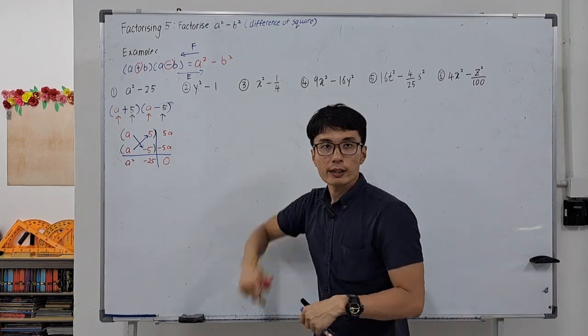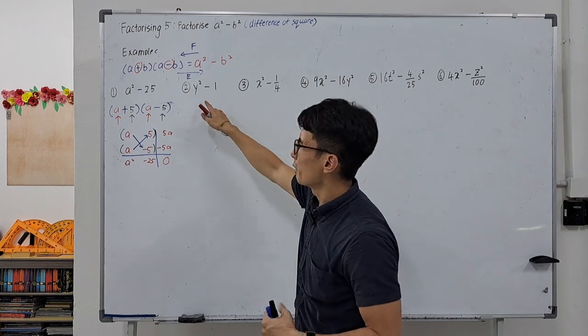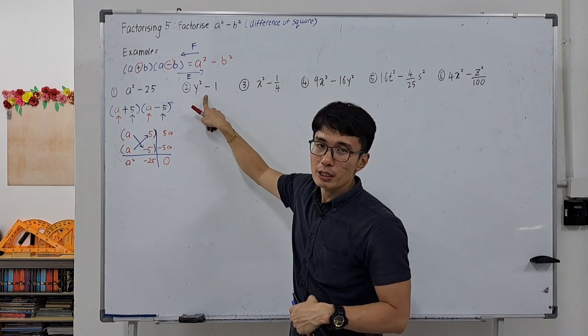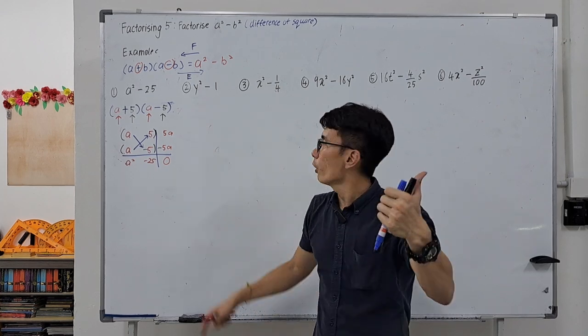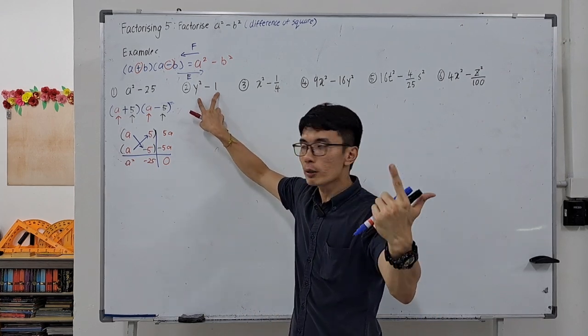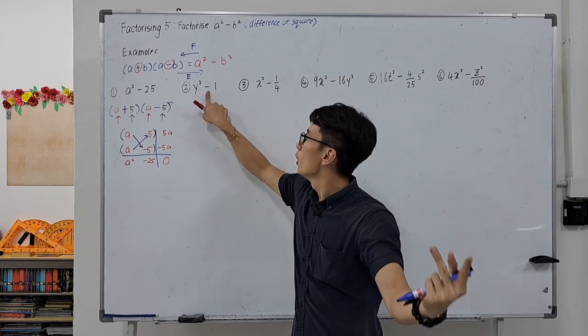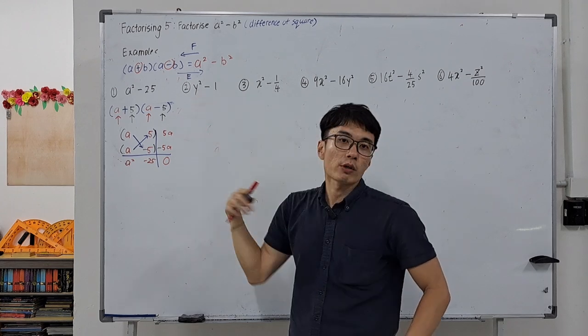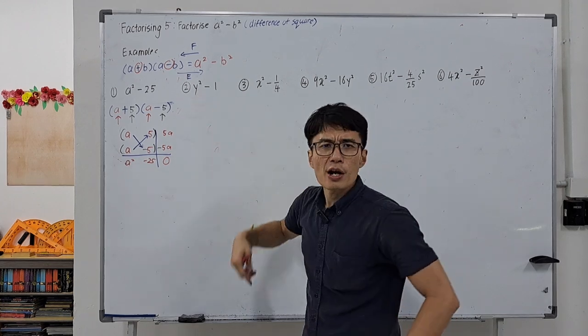Okay? Let's look at the next example over here. Now this is going to be a slightly tricky one because a lot of you will be confused on this. Let's check if this is difference of square. Check point number 1, 2 terms, check. Check point number 2, negative, check. Check point number 3, can I square root the first term or not? Square root y squared, that will give me y, check. Can I square root 1 or not?